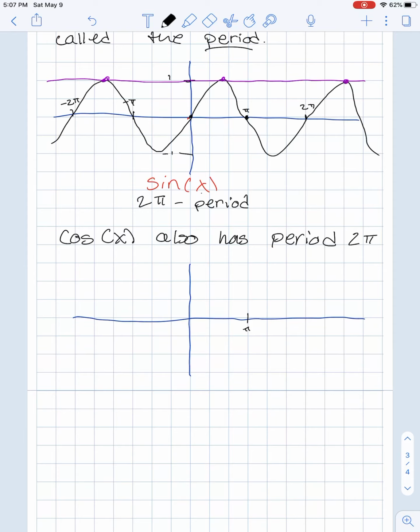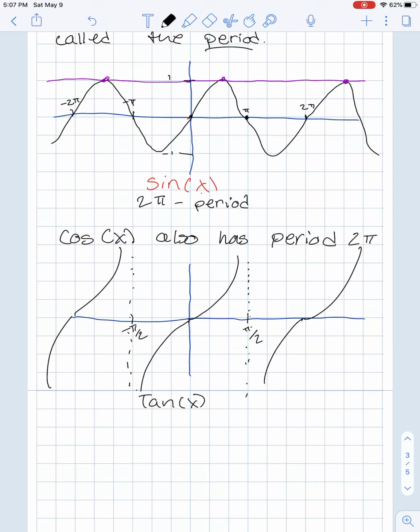Cosine is, hold on. Oh yeah, not pi, pi over 2. So negative pi over 2. That's when cosine is 0. So I'm going to have these little things called asymptotes, giving tangent the property that it is asymptotic. So tangent is going to look like this on repeat over and over again. That actually makes its period pi.